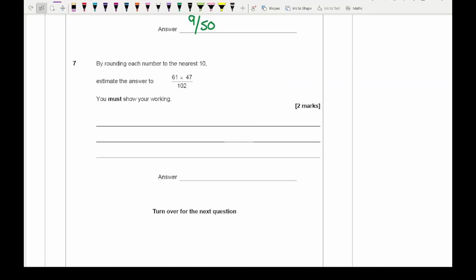And moving on to question 7, it says by rounding each number to the nearest 10, estimate the answer to 61 multiplied by 47, all divided by 102. You must show your working out. So for this, what we need to do is take each number separately and round them to the nearest 10. So 61 is going to be rounded to 60, 47 is going to be rounded to 50, and 102 is going to be rounded to 100. So this is what we now need to work out. So 6 times 5 is 30, and we've got 2 zeros, and then we've got 100, and then we just cancel these zeros, in which we've got 30 divided by 1, which leaves me with an answer of 30.